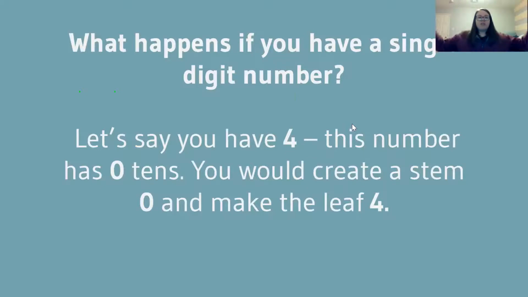But then the big question, what happens if you have a single digit number, Miss Salinas? Well, let's say you have a number 4. I would tell them, always remember that there could be an imaginary 0 in front of it. So you would imagine that the 0 would be what? And they would say, tens place, hopefully. If not, you would explain that the 0 is in the tens place because it's in front of the 4, and the 4 would go in the leaf.